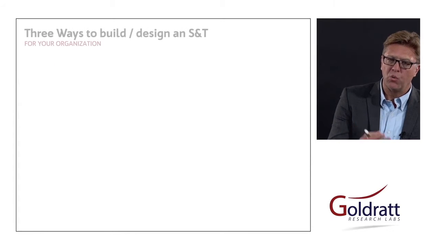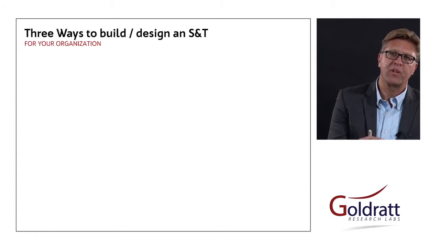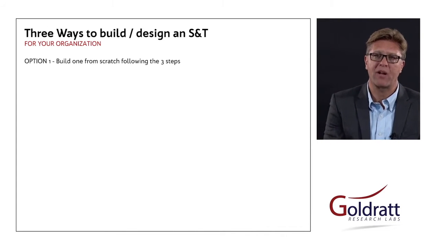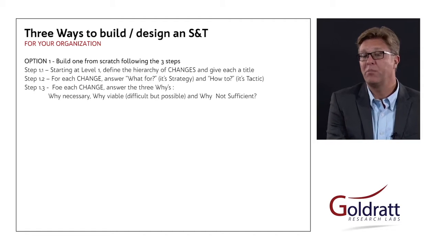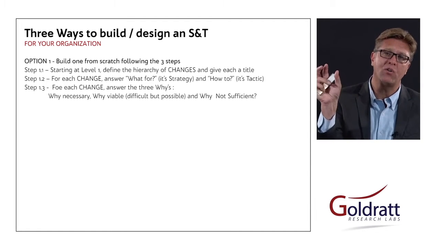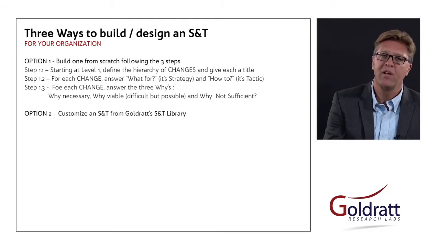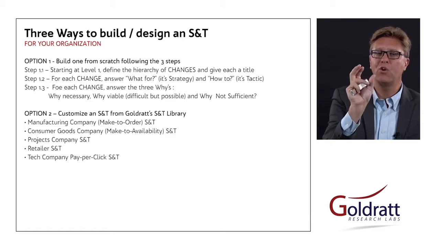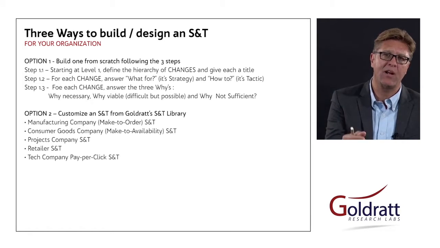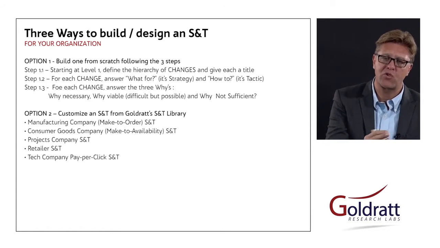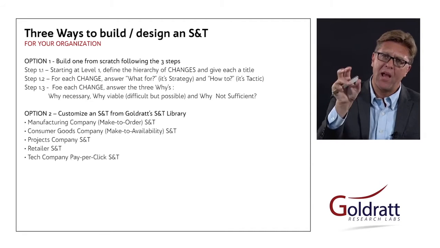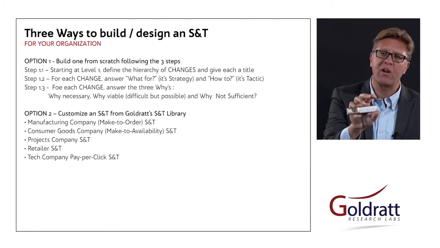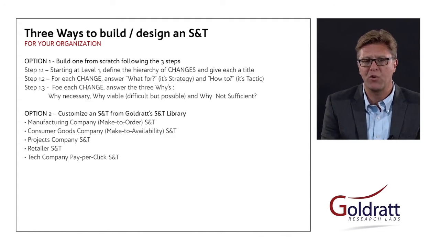So I've already mentioned 2 ways. The first one is that you build it from scratch, following these 4 steps that I've just mentioned. The second one, by far the easiest, is to go to our Goldratt library inside of our app, select one of the strategy and tactic trees that is closely representing your type of company, be it a retailer or a technology company or manufacturer or distributor, and look at it and customize it, keeping those boxes that are relevant, removing those boxes that are not relevant for your environment.